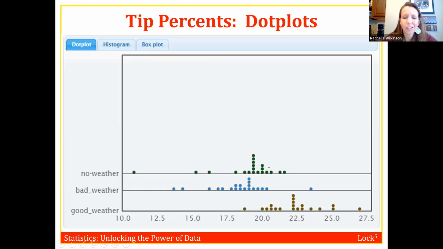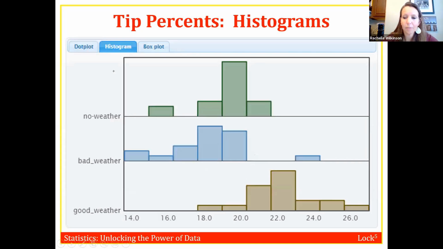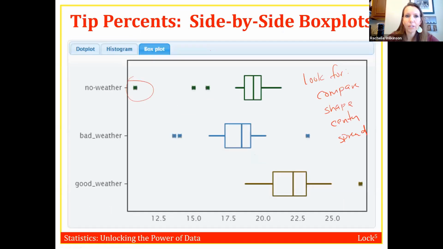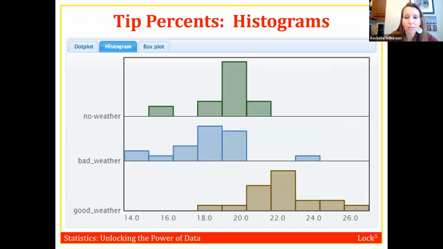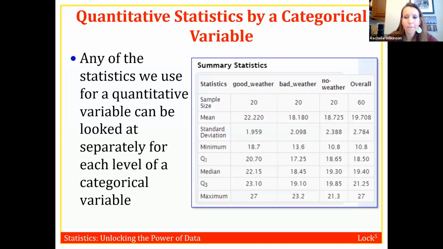I think StatKey kind of does wacky things with dot plots. They just always look a little squanchy to me, but they're still good. But I usually prefer the histograms, or when I'm comparing things, I think box plots are really great for comparing things. Okay, we can also look at the summary statistics.